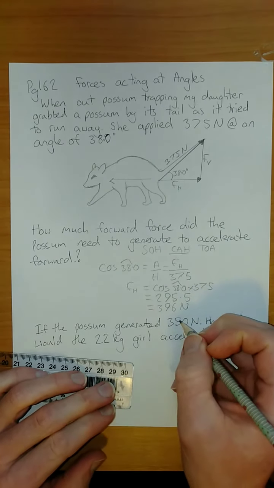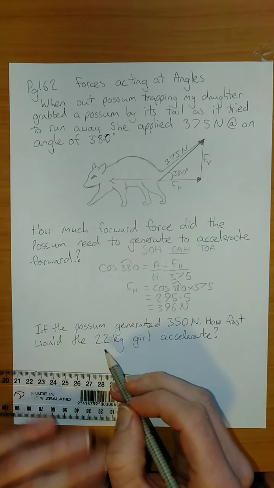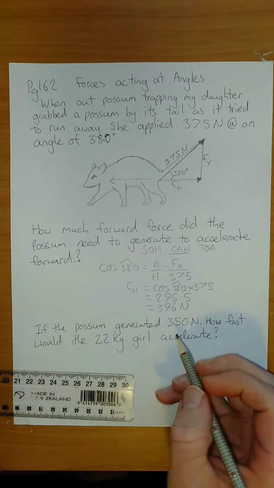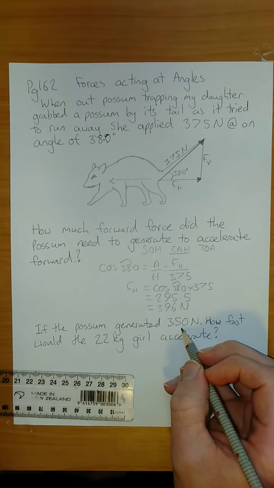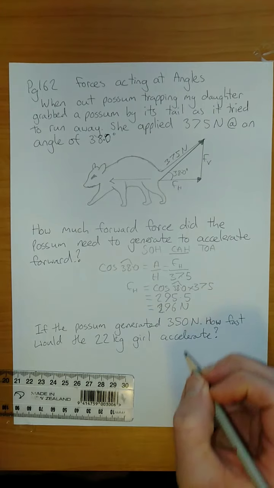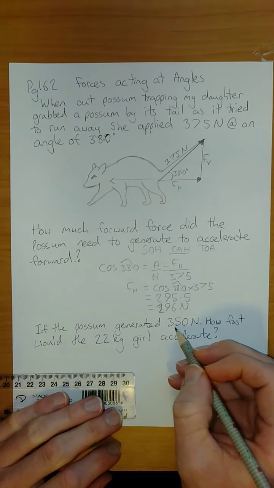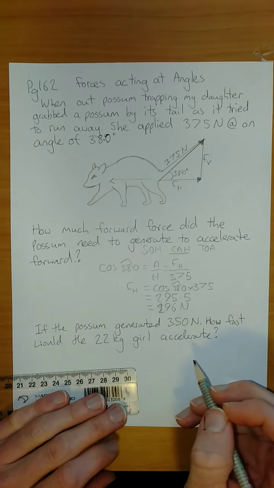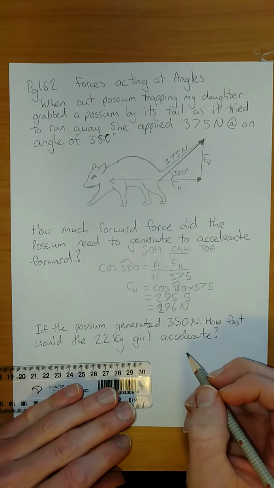So, interesting scenario. Move on to this question here. So if the possum generated 350 newtons, how fast would the 22 kilogram girl accelerate?